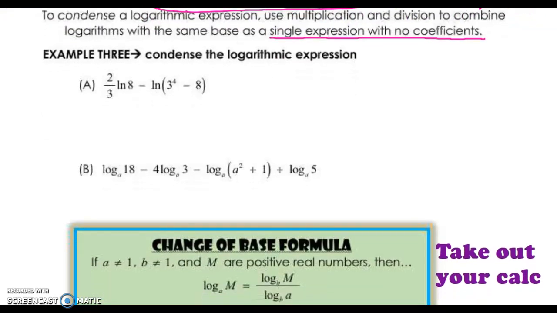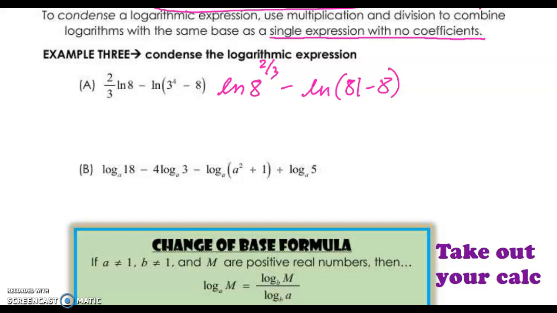So let's see if we can take this 2/3 that's in front of this natural log and write that as an exponent. Let's start with that. So I'm going to rewrite this as the natural log of 8 to the 2/3 as my exponent, minus the natural log of 3 to the 4th. Isn't that 81? So that's just going to be minus natural log of 81.